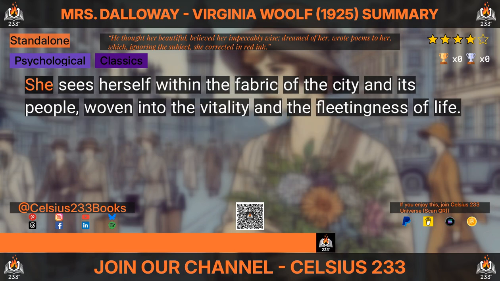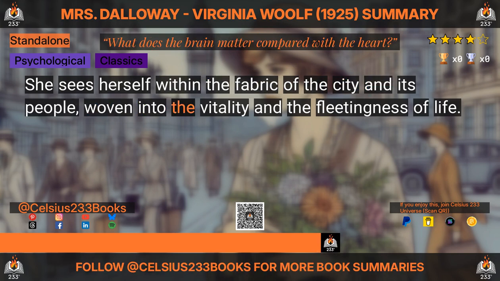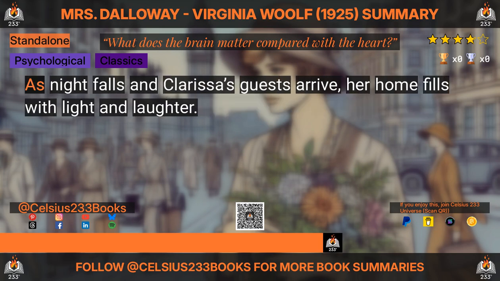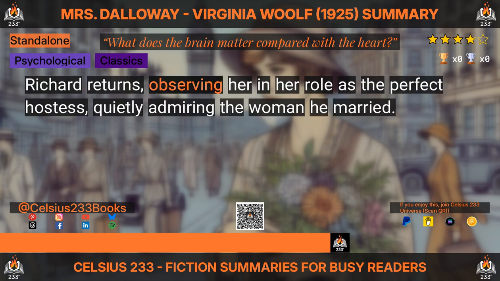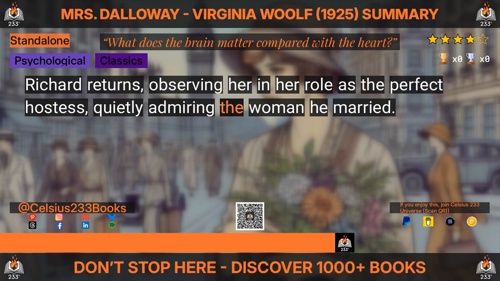She sees herself within the fabric of the city and its people, woven into the vitality and the fleetingness of life. As night falls and Clarissa's guests arrive, her home fills with light and laughter. Richard returns, observing her in her role as the perfect hostess, quietly admiring the woman he married.